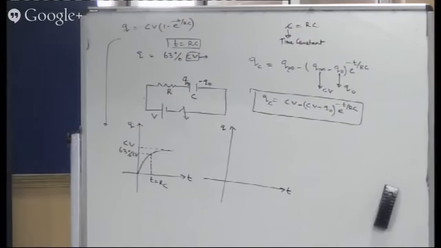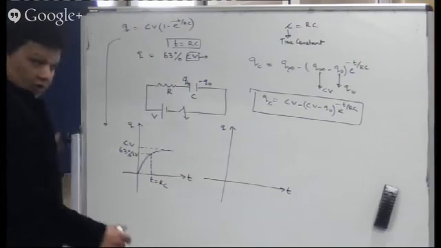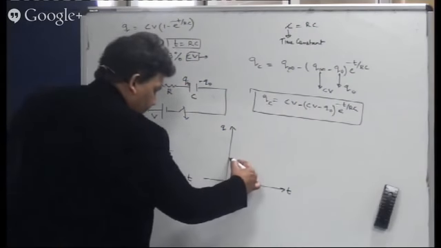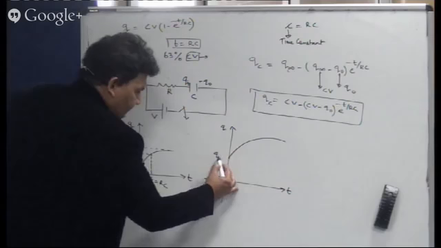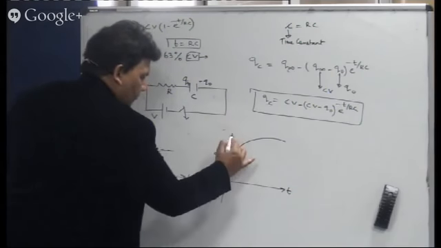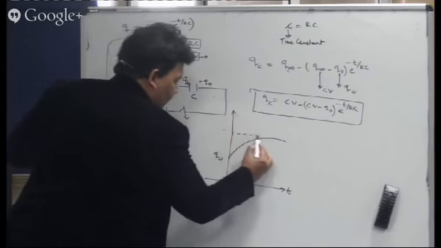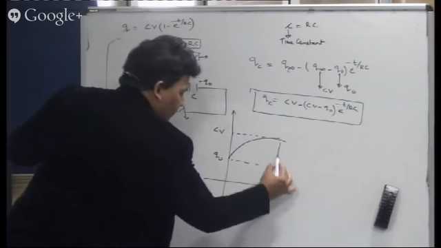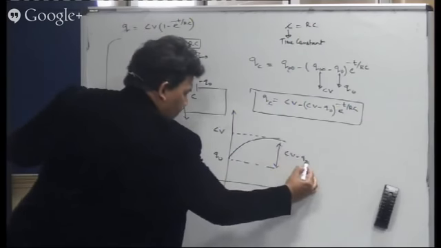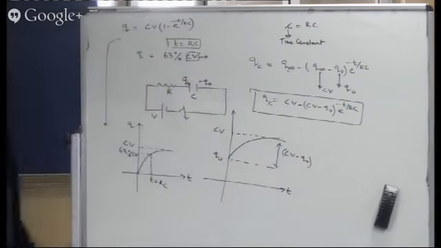Initial charge will be Q naught. And what will the maximum charge be? CV, yes or no? Something like this. This would be, and this would be. Yes or no? What would this difference be equal to? Here. Next slide.